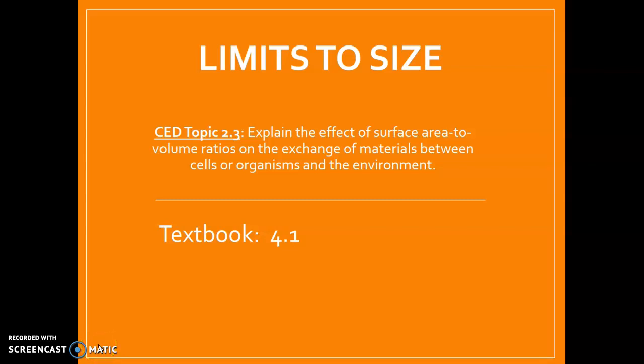Okay, the next topic we're going to talk about is cell size and the limits to a cell size. This is CED topic 2.3. Explain the effect of surface area to volume ratios on the exchange of materials between cells or organisms and the environment. And this is found in chapter 4, section 4.1 of your textbook.